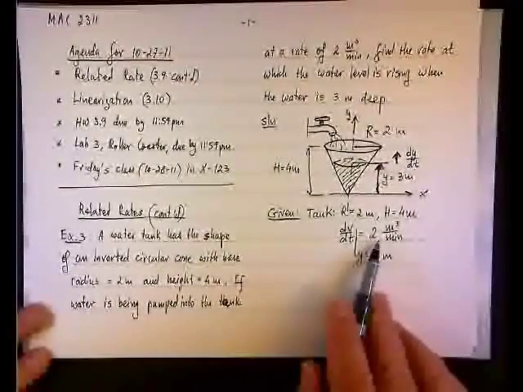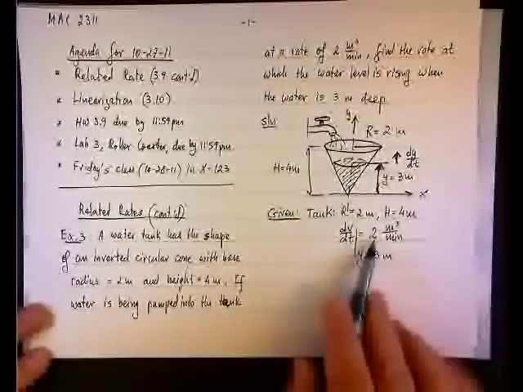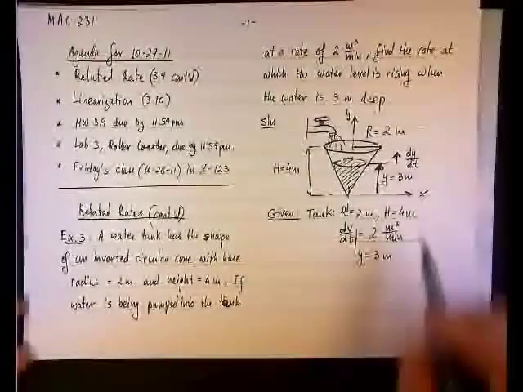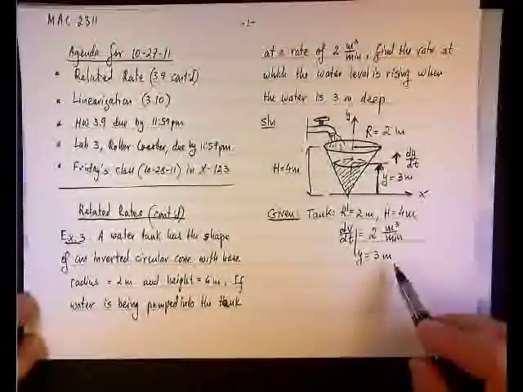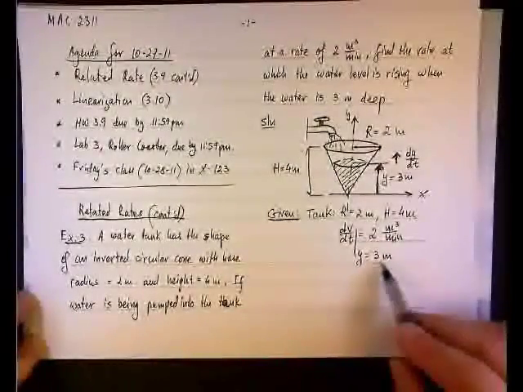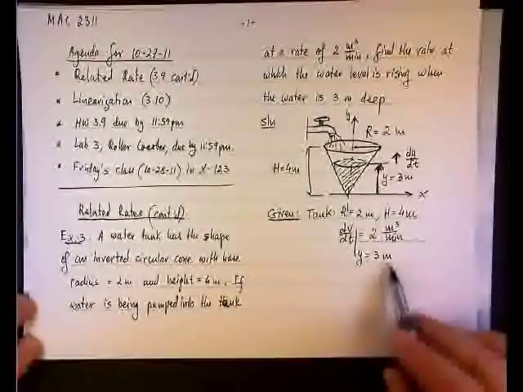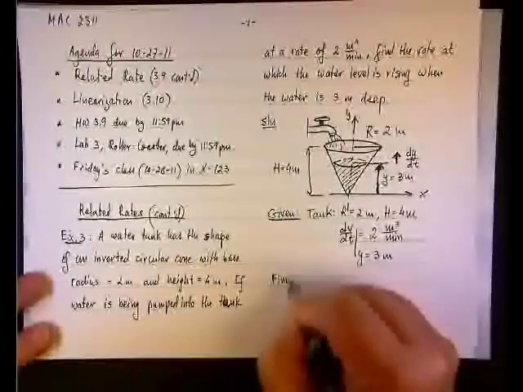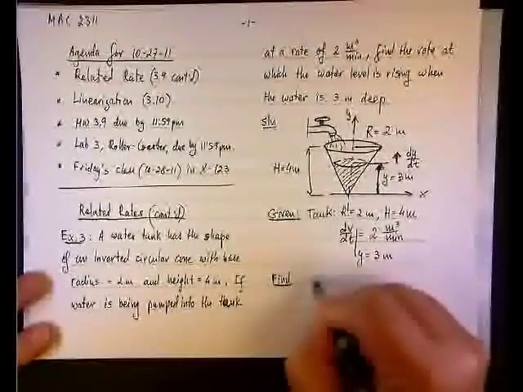Okay. This may be a constant. In other words, maybe the pumping rate probably is the same regardless of the height, but we are interested in particular when the height equals 3 meters. That's why I put it this way. All right, what we really need to find is dy dt.